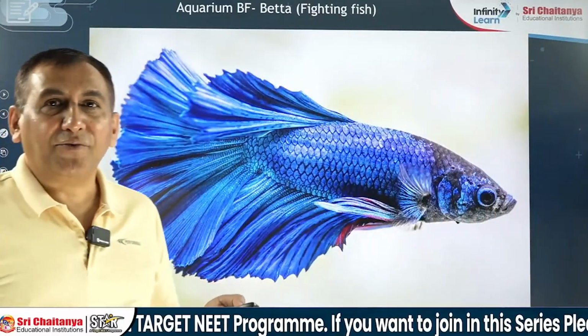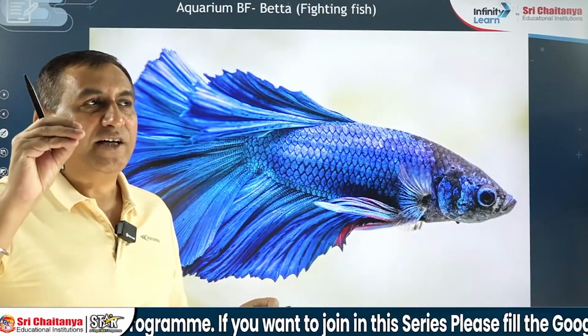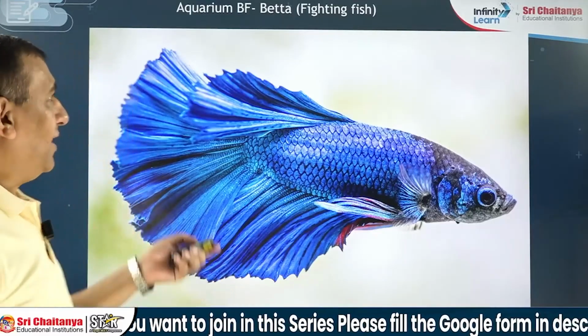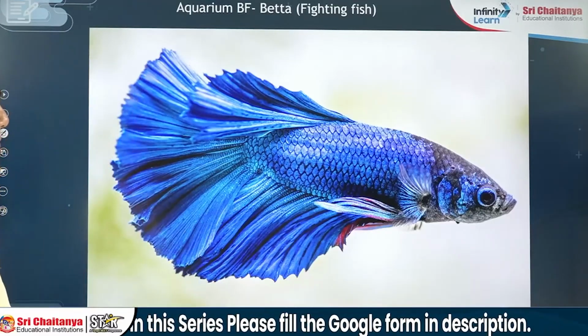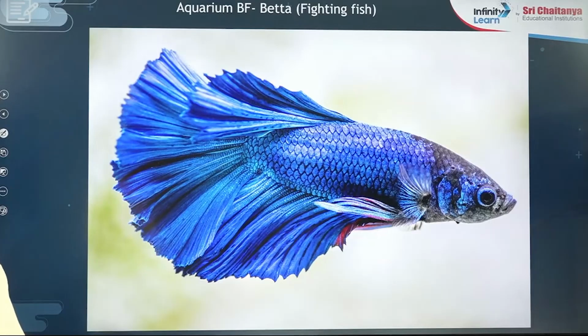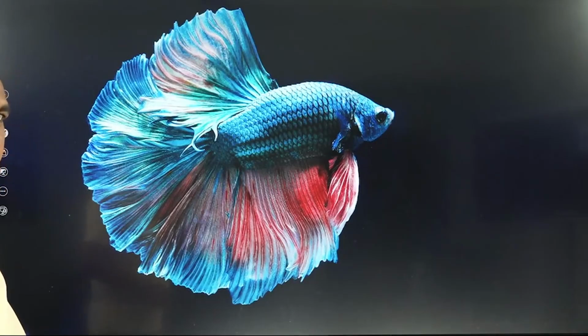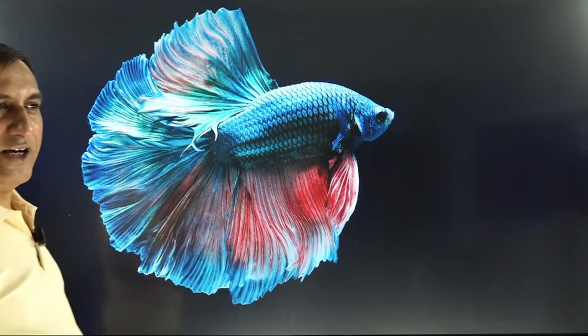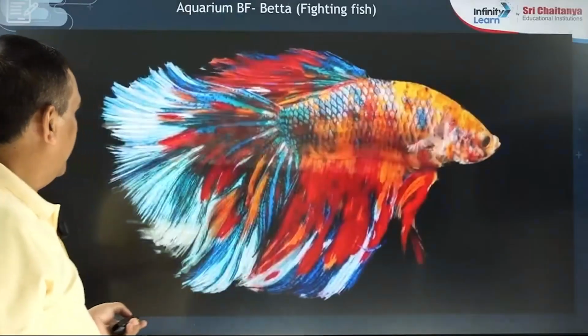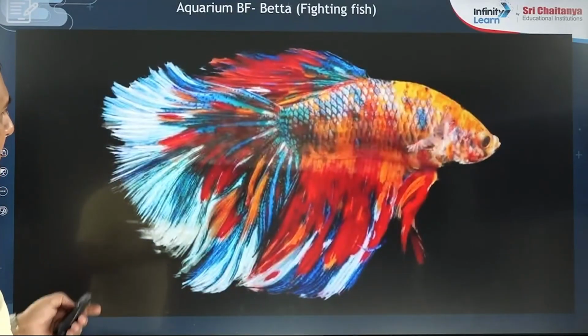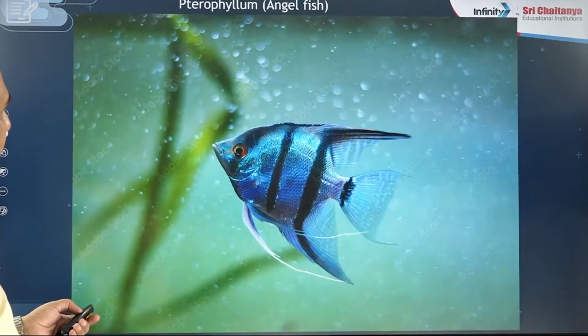So what is the name of the fish? Normally in India, we keep two fishes. One is the aquarium fish, the betta. It is known as the fighting fish. Look how beautiful it is. I have taken another picture of a betta. Remember, it is not its original color. Since it is kept in the aquarium, some painting is there. It is looking good, but not so much. But color painting is there.